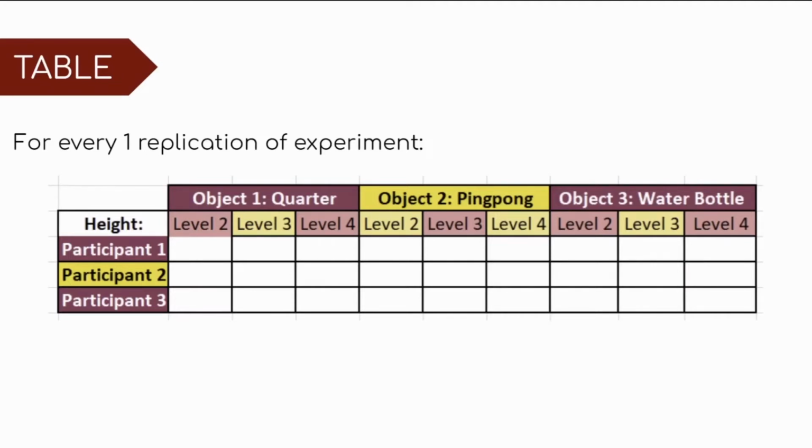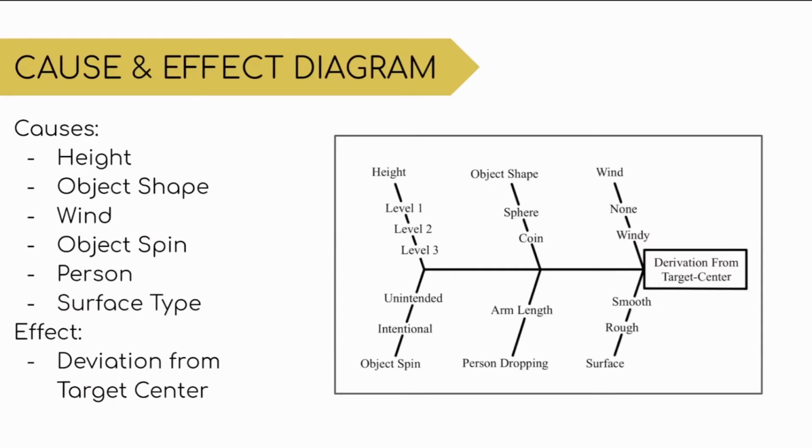So this table basically describes our data collection process. Each participant drops one object from each level, so that there are 3 levels for height and 3 for the object and 3 participants. So the effect we're looking at is the deviation of the landing spot from the target center. So we mainly looked at the height, the object, and the person.